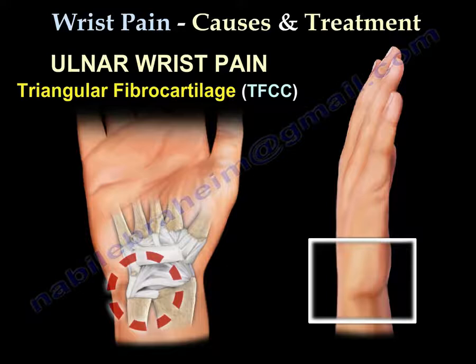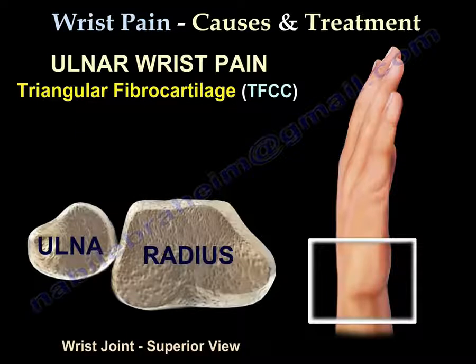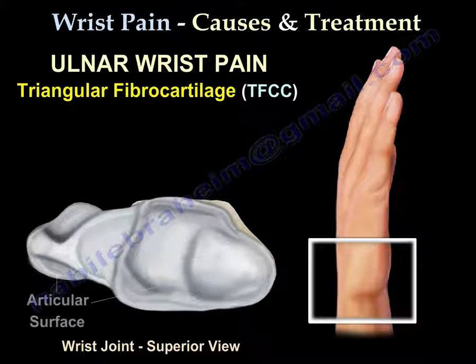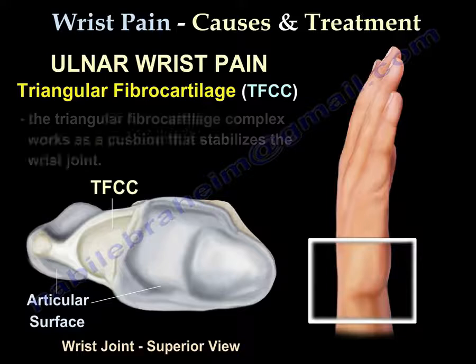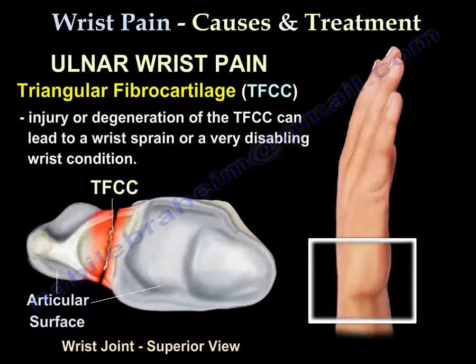Triangular fibrocartilage complex, TFCC. The triangular fibrocartilage complex works as a cushion that stabilizes the wrist joint on the ulnar side. Injury or degeneration of the TFCC can lead to wrist sprain or a very disabling wrist condition.